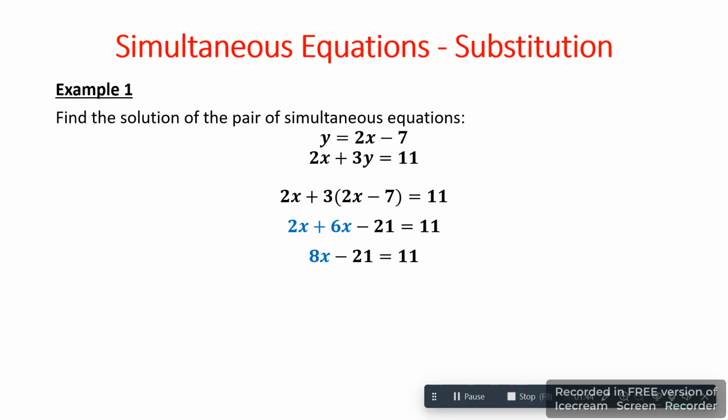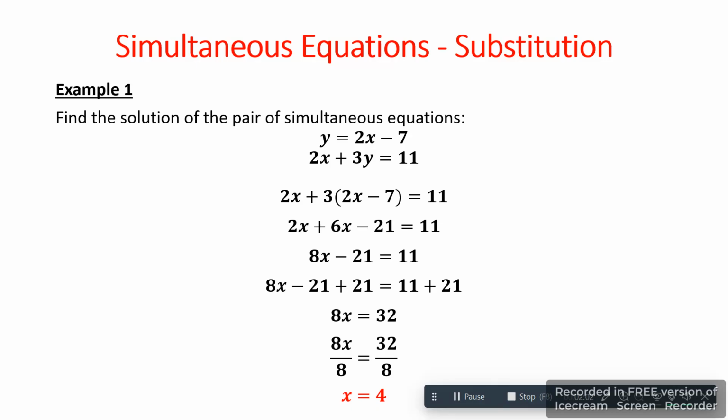And now we've got the minus 21, so we can get rid of the minus 21 by adding 21 to both sides, and that leaves us with 8x on the left, and 11 plus 21 on the right is 32. Now finally we get to divide everything by 8, and that leaves us with x is equal to the value of 4. So we know the first variable is x, and that's equal to 4.